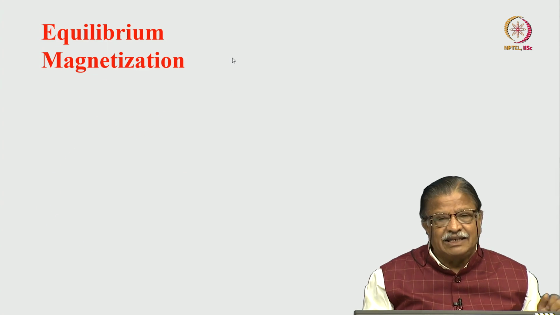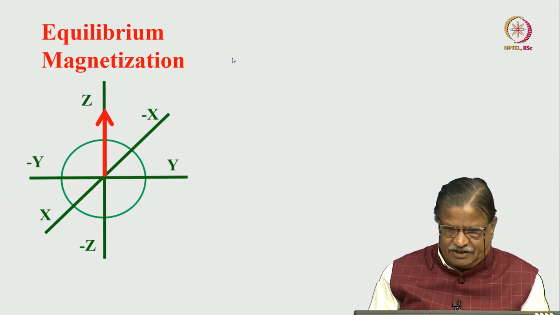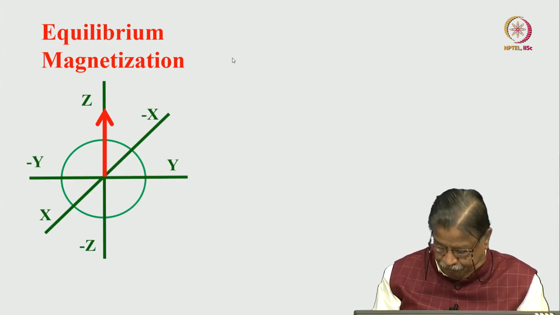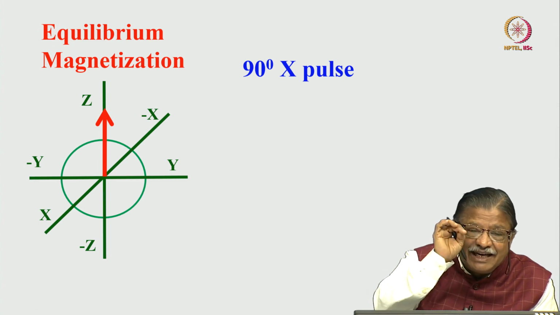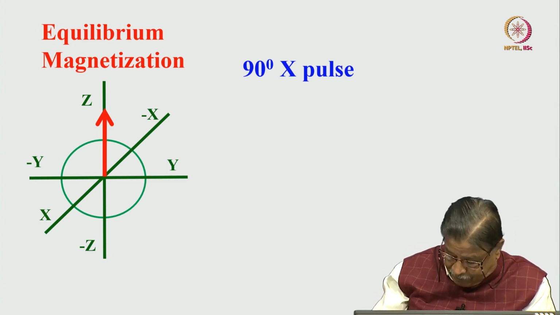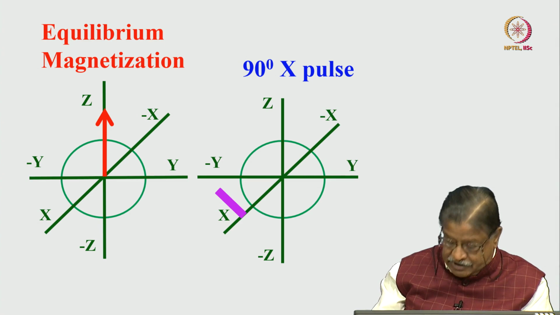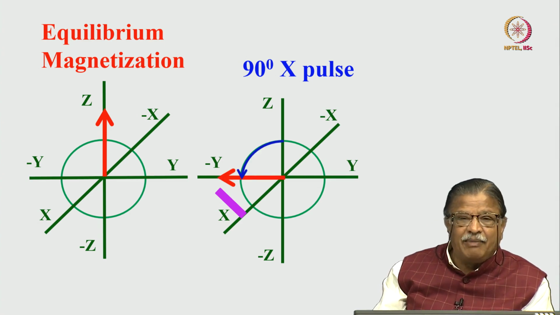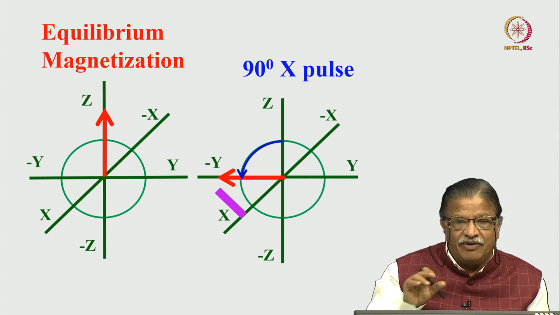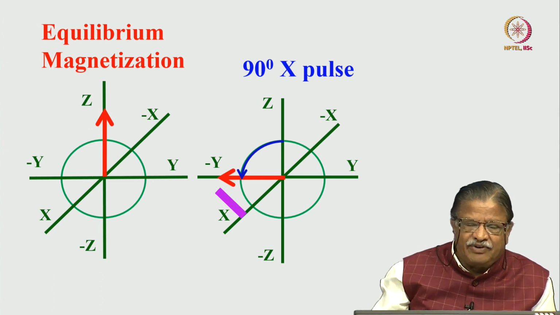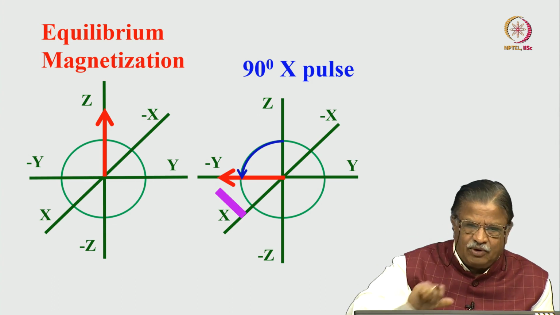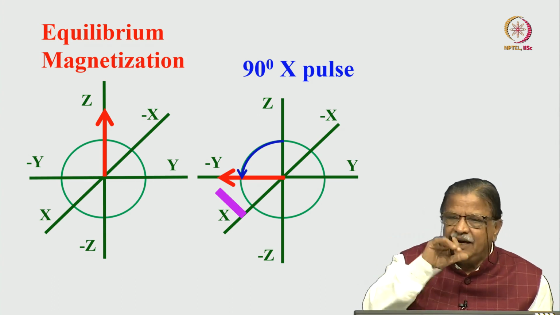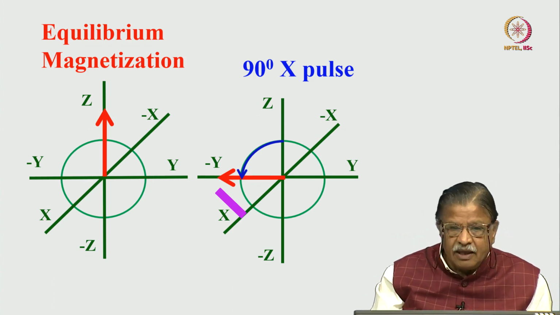Now, let us consider the equilibrium magnetization is along the z axis. I will show you how we can tilt it. I am going to apply a 90-degree x pulse. That means I am applying a 90-degree pulse along the x axis. What do you mean by a 90-degree pulse? That pulse should be sufficient to tilt the magnetization. If I apply it along the x axis, it will tilt along the minus y axis, because of the right hand thumb rule I told you already. So, it has to tilt towards the minus y axis.